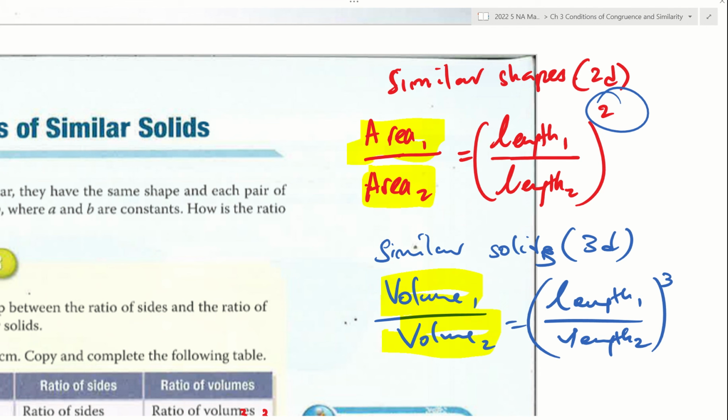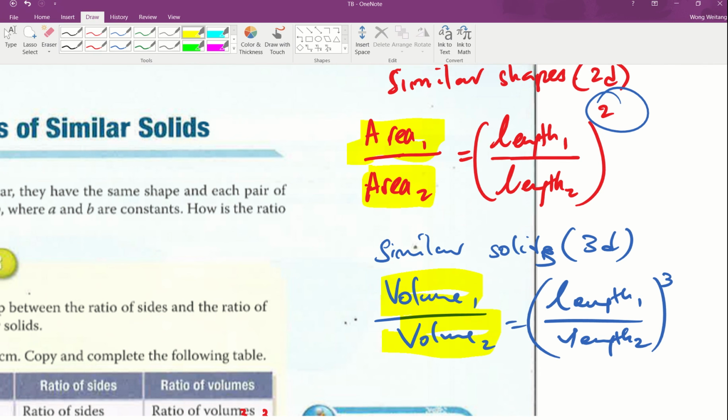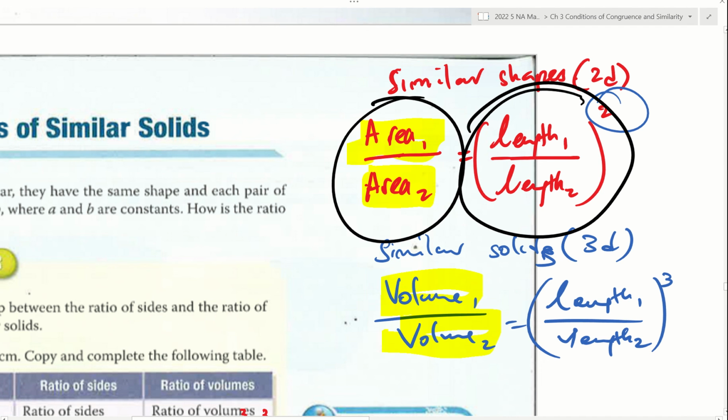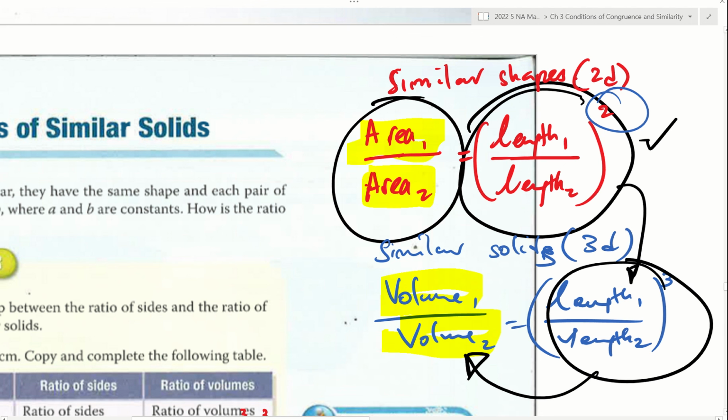But once I have ratio of area, in the event I have this, I can calculate this. Once I have this, I can calculate this, and I can get this. Okay, so this is the flow you must have. To go from area to volume or volume to area, you have to go through the side.